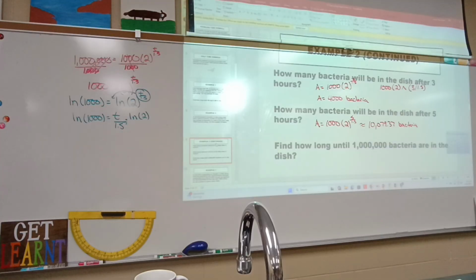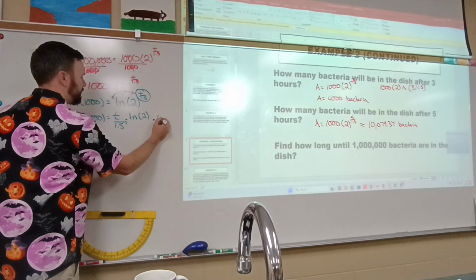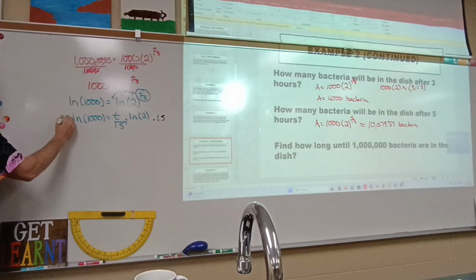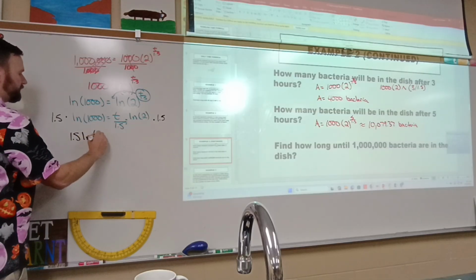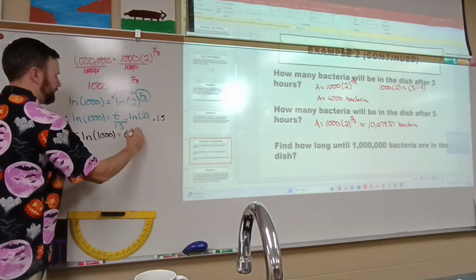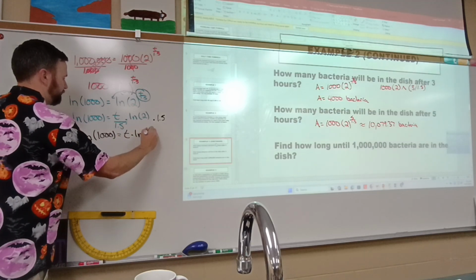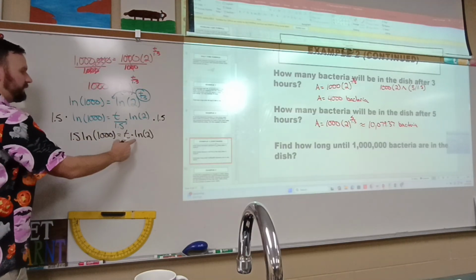All right. Now, how do I get rid of that 1.5 on the bottom? You would multiply both sides by 1.5. Right? So I get 1.5 natural log of 1,000 equals t times natural log of 2. Getting rid of that 1.5.